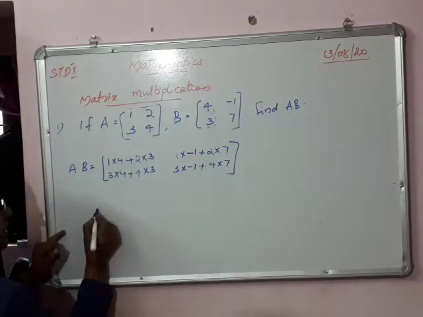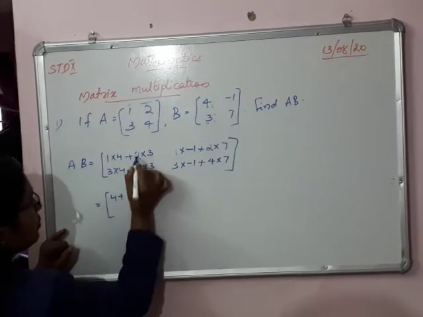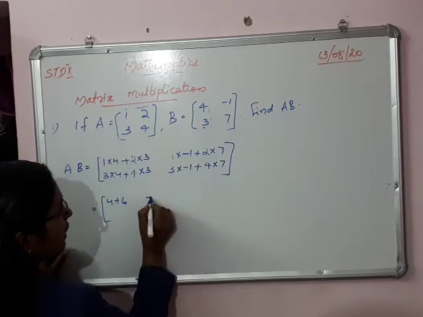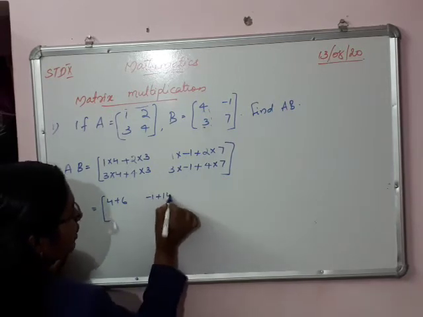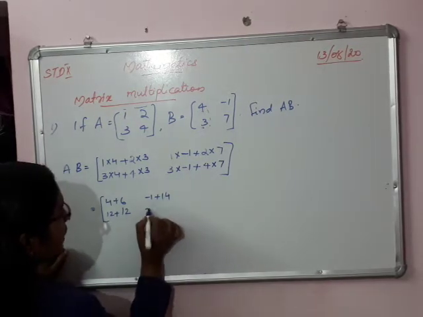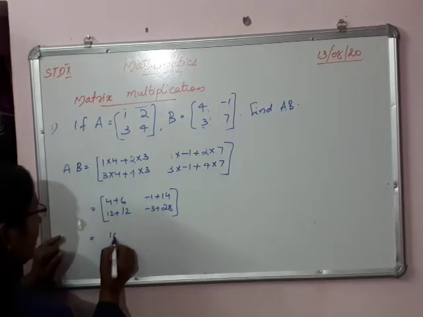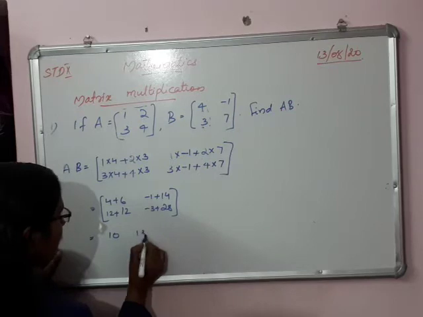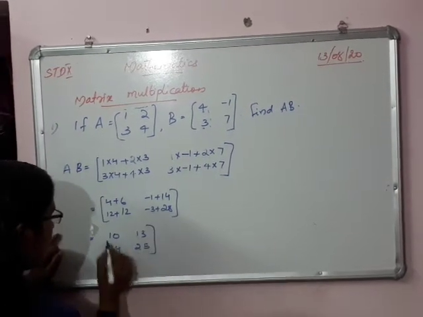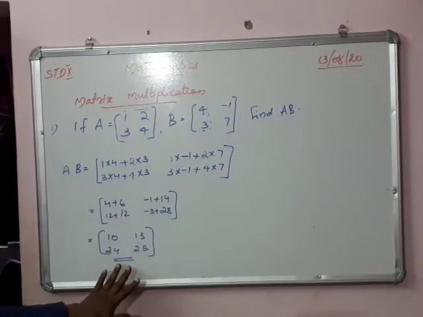After that you multiply: 1 into 4 is 4, plus 2 threes are 6. 1 into minus 1 is minus 1, plus 14. Then 3 fours are 12, plus 12. Then minus 3 plus 28. That is equal to 10, it will become 13, then 24, then 25. This is the answer of AB, that is A into B.